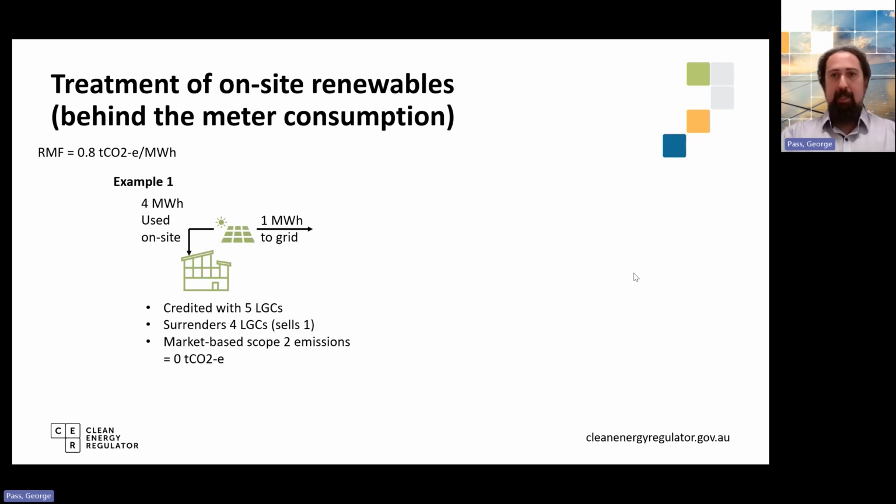In this scenario, we have a company that produces 5 megawatt hours of electricity from their on-site solar panels. All of this generation is credited with LGCs, but only 4 megawatt hours is consumed on-site, while 1 megawatt hour is exported to the grid. The company surrenders 4 LGCs to cover the 4 megawatt hours they consume, and so the on-site consumption is assigned the zero emissions renewable energy attributes attached to those LGCs. The residual electricity, i.e. electricity not considered renewable, is zero in this case, and so their residual Scope 2 emissions for market-based accounting are also zero.